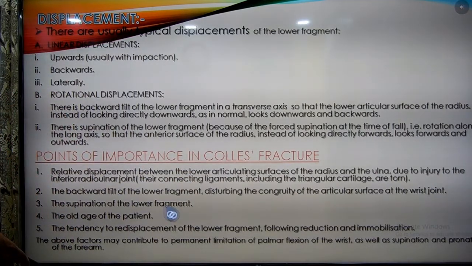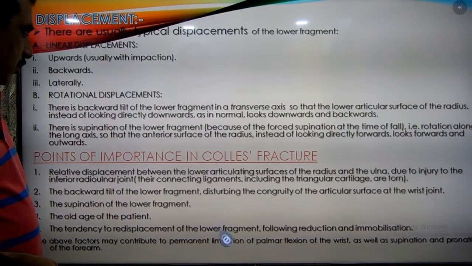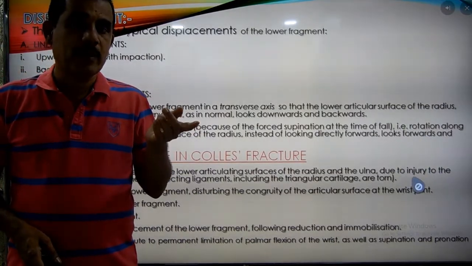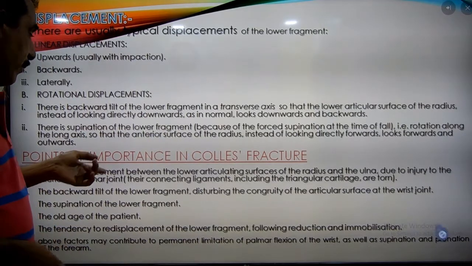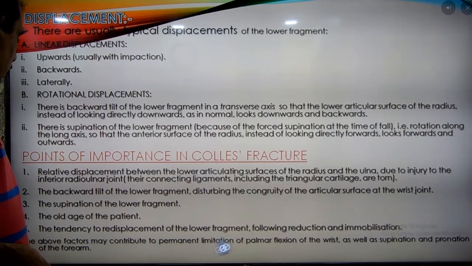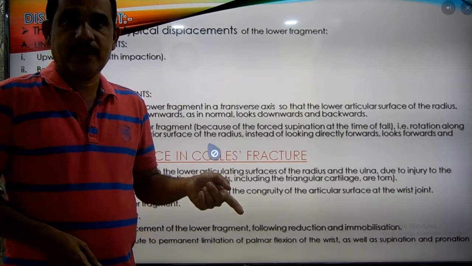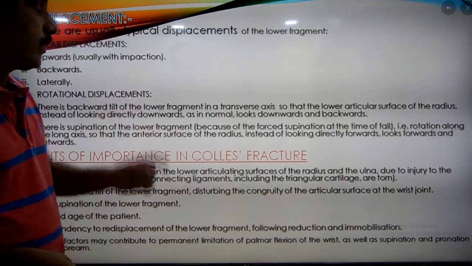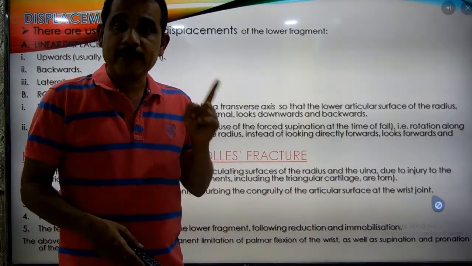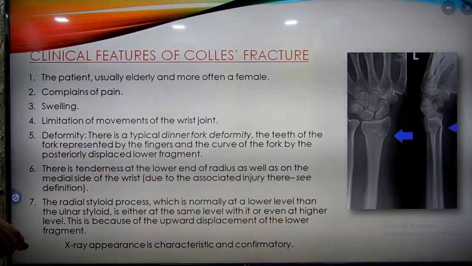Then the old age of the patient and the tendency to redisplacement of the lower fragment. So these points should be kept in mind. Injury to the radioulnar joint, then what? The backward tilt of the fragment disturbing the congruity of the articular surfaces, supination of the lower fragment, old age, and the tendency to redisplacement. These points should be kept in mind before planning the management of the Colles fracture, isn't it?